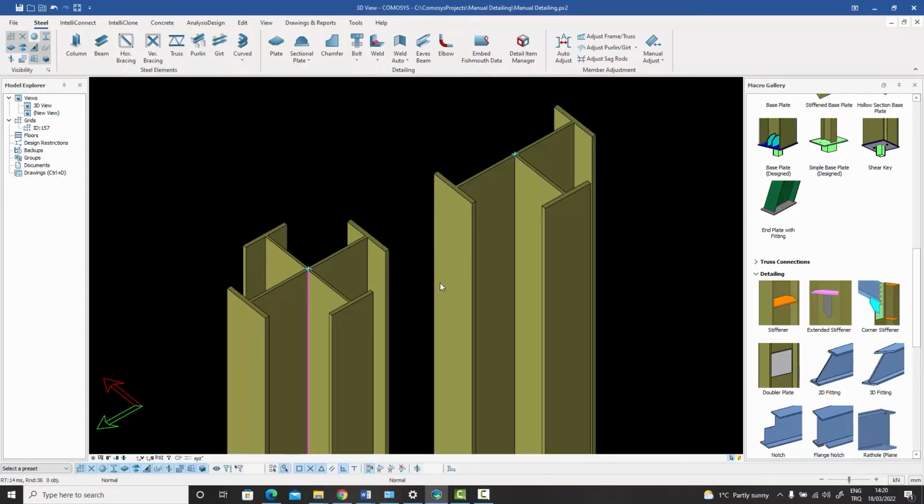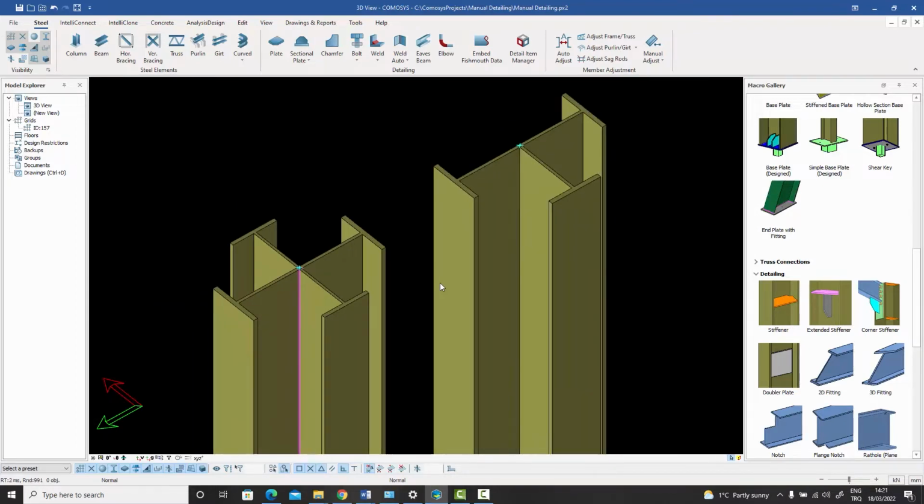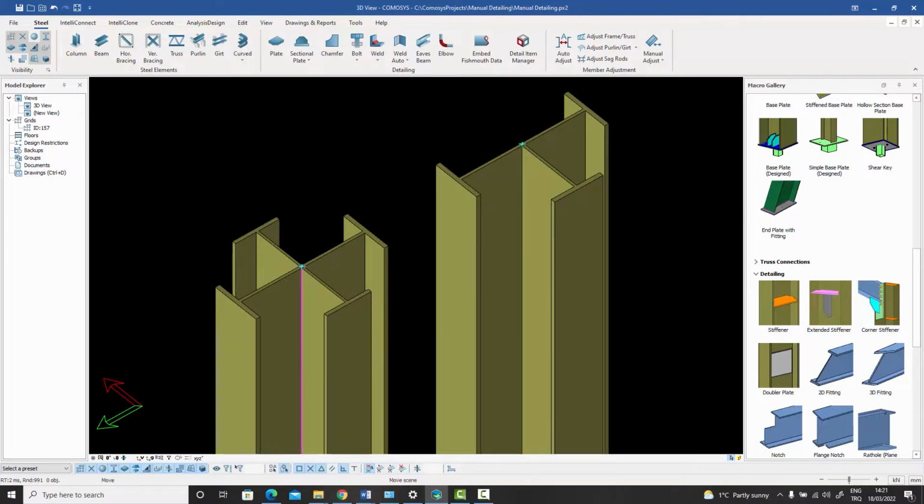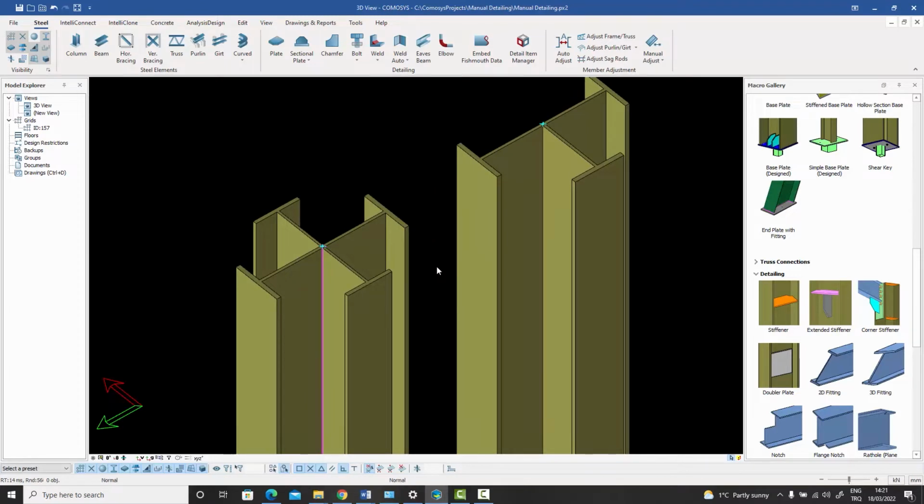Cross columns like these are very commonly used in industrial buildings where architectural requirements or other technological constraints might disallow the use of vertical bracings on one side or in one direction of the structure. So in those cases, we need to frame the structure in both directions.